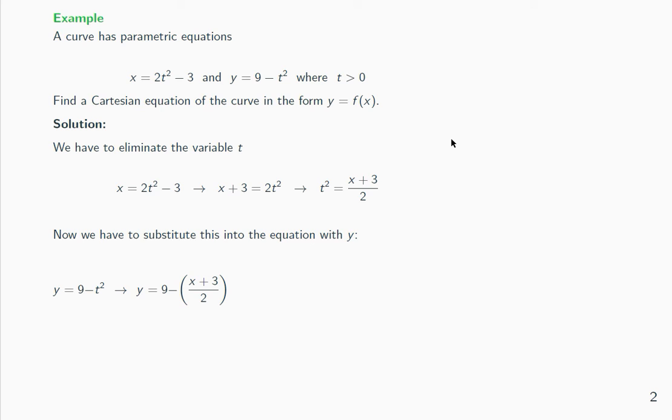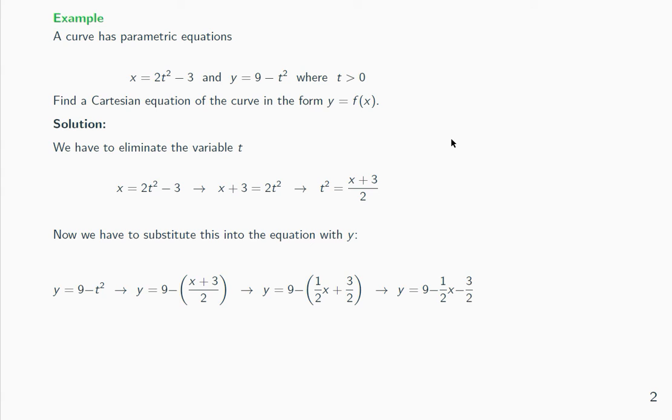Next, we simplify. Firstly, I'm going to simplify the inside of the bracket. So I get y equals 9 take away, and what I mean by simplifying the inside of the bracket is I'm going to split the big fraction, x plus 3 all over 2, into two smaller fractions: half of x, plus 3 over 2. Next, I'm going to multiply out by the minus in front. So I get y equals 9 take away half of x take away 3 over 2.